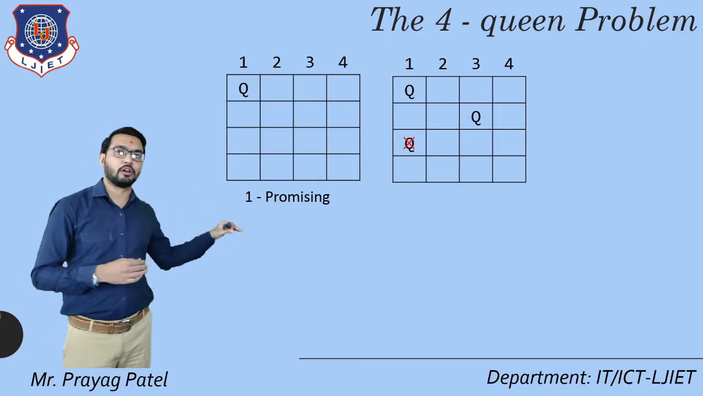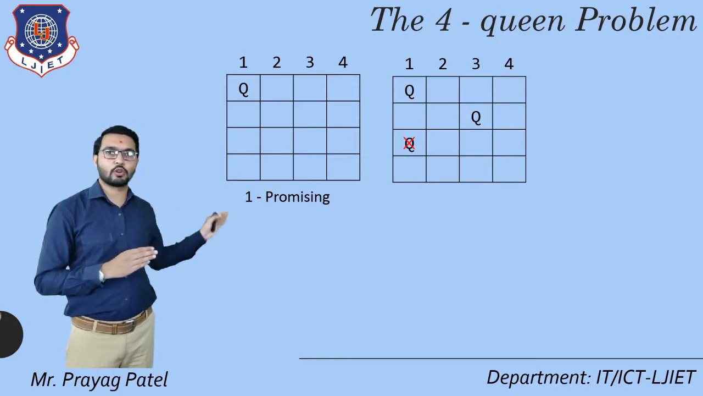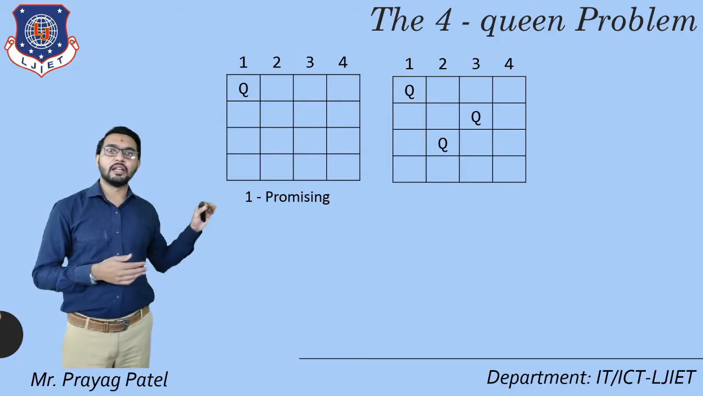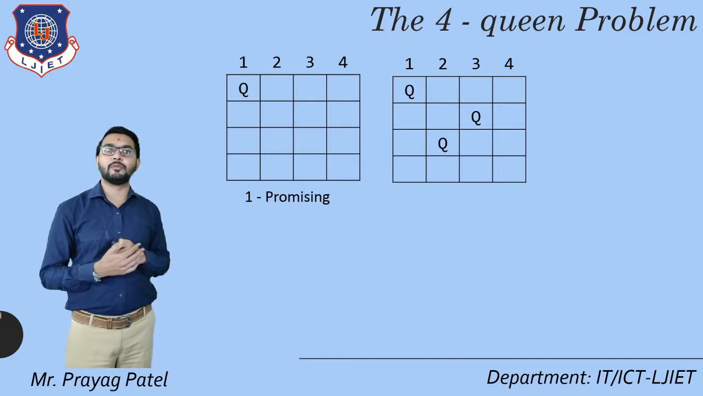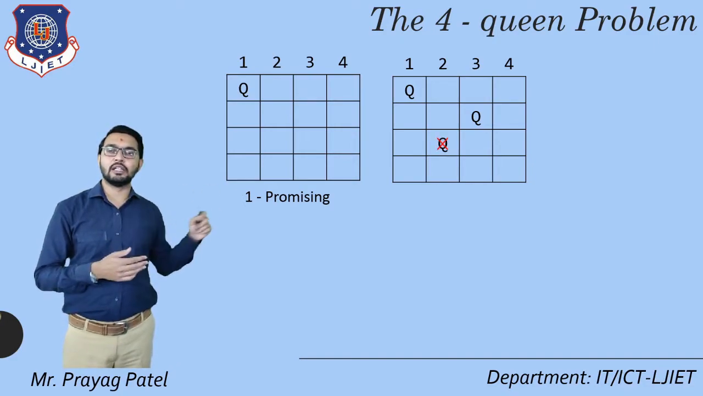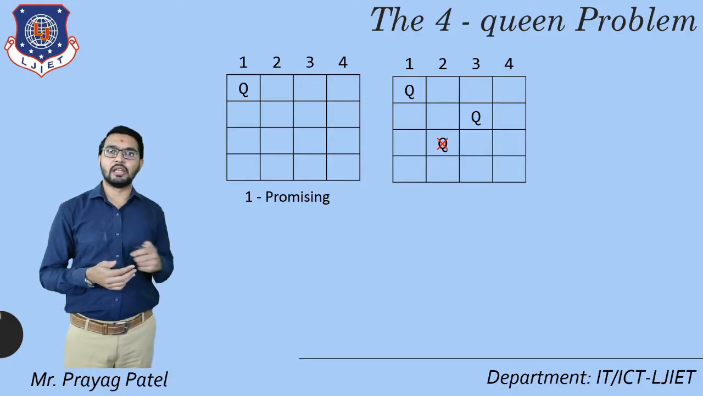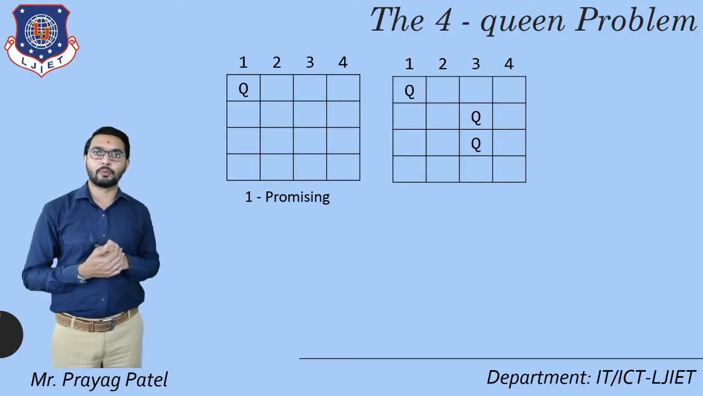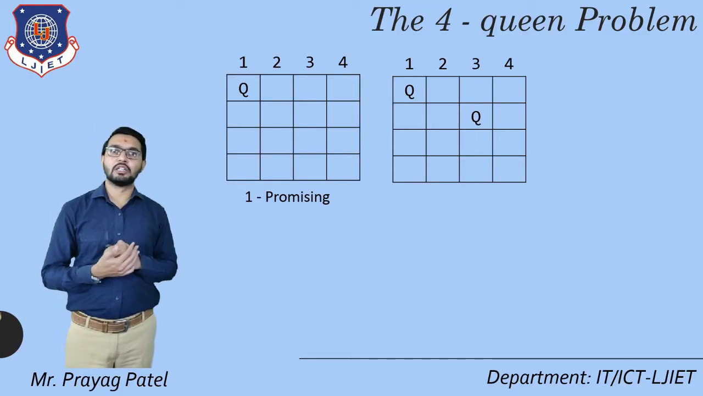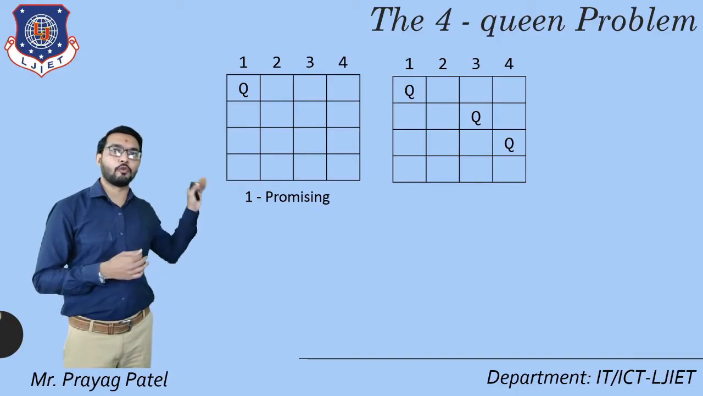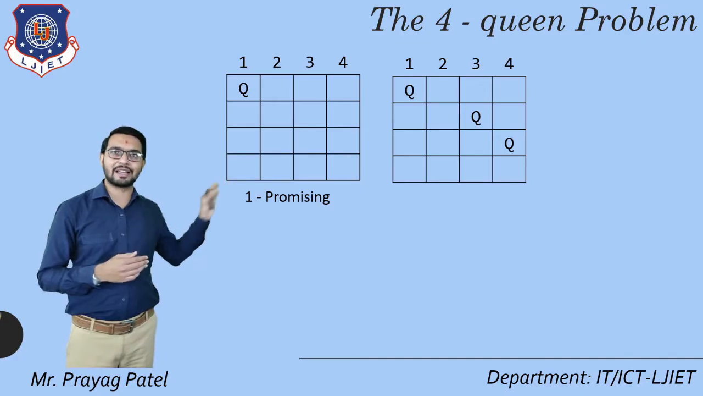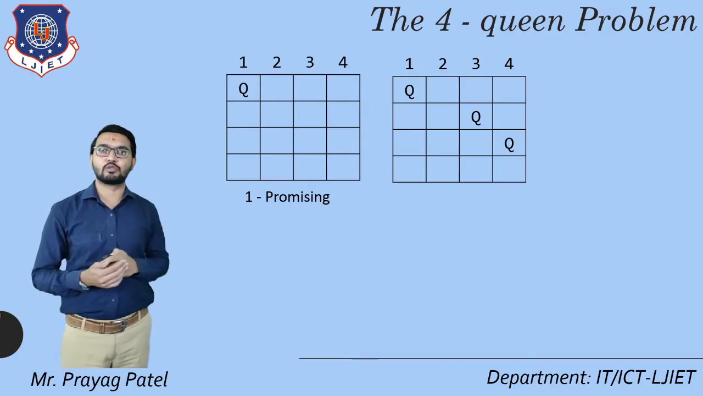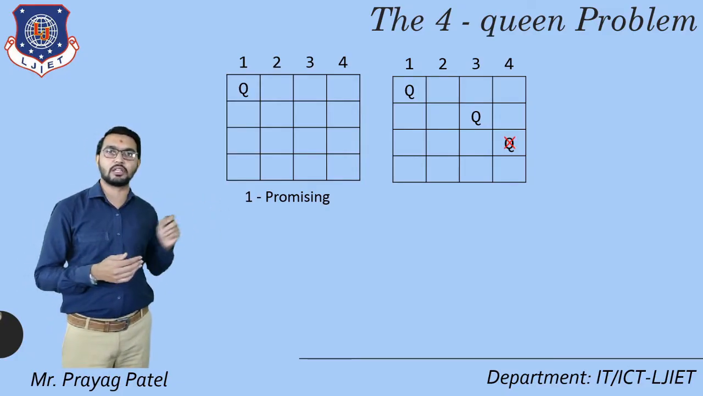Now consider the third row. The first location is not possible because it is the same column. Now consider the second column. In the second column, it is on the diagonal of your previous queen. So this location is not possible. Now consider the next location. If we put it at the third location, it is in the same column as your previous queen. So not possible. Now consider the fourth column. In the third row, fourth column, we consider this location as the last queen. But here this queen is also on the diagonal of your previous queen. So location 3 4 is not possible.